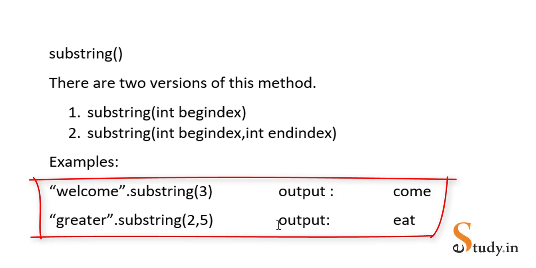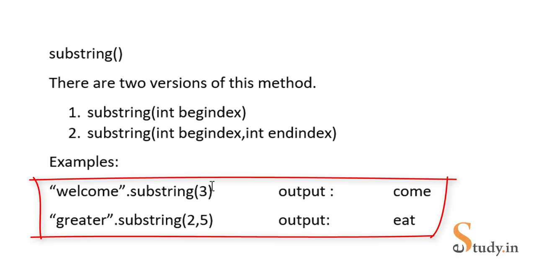So here from the welcome string, we have said welcome dot substring 3. That means we are using the first version of the substring method. Here we have given the beginning index, which means the starting index. So 3 is the third index. As you know, the index always starts from 0. So at the 0th position we have W, at 1 we have E, at 2 we have L, and at the third index we have C. So we are saying from the third index.